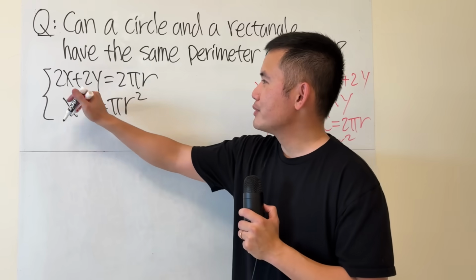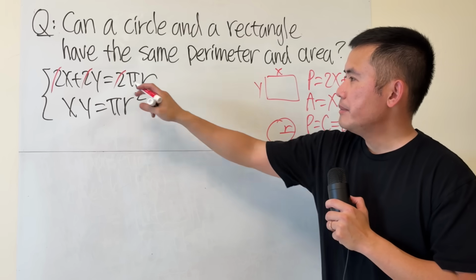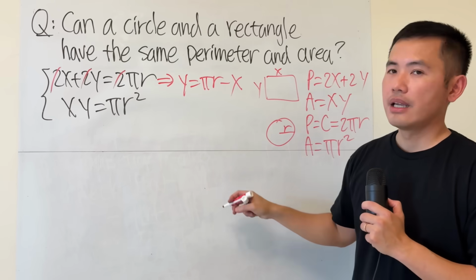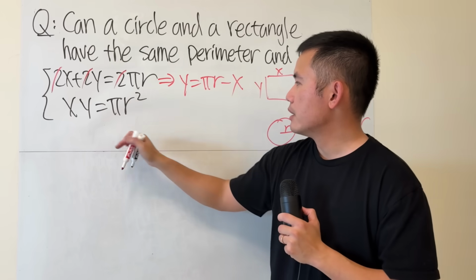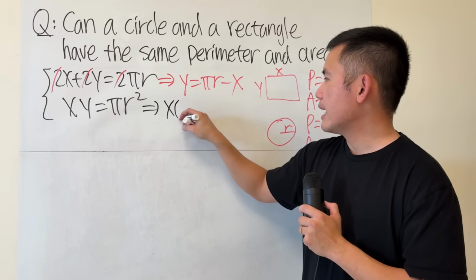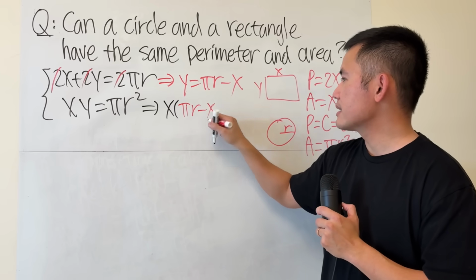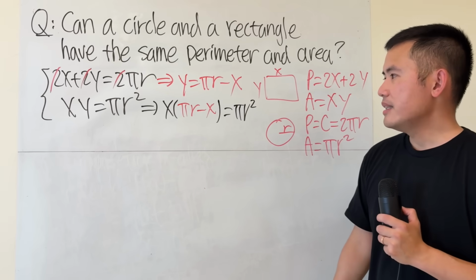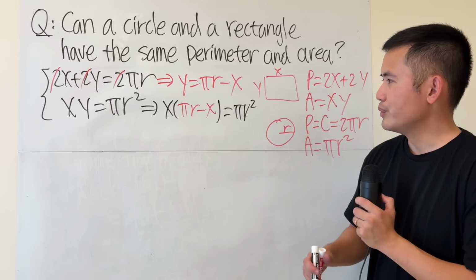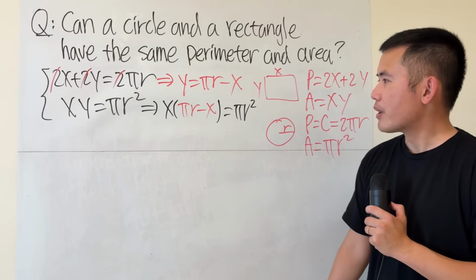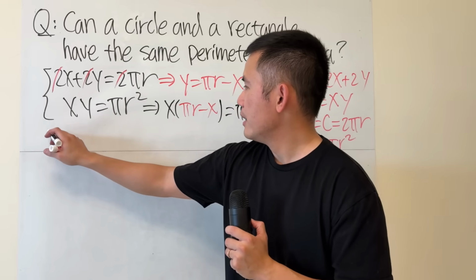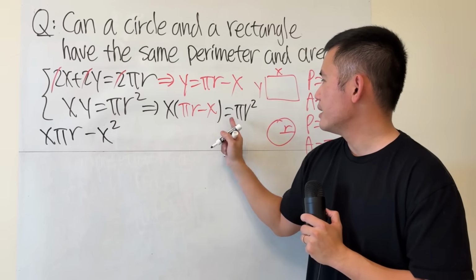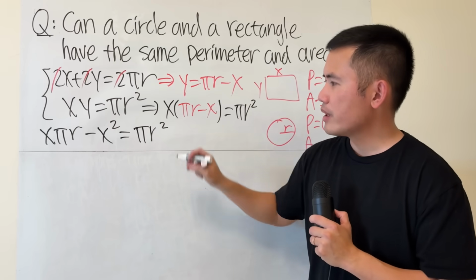Well, first, I'm just going to divide the first equation by 2. And let me subtract x from both sides. So we get y equals pi r minus x. And then put this into here. Then we get x times (pi r minus x), and that's equal to pi r squared. Okay, let's try to see if we can reduce this to something that makes more sense. Perhaps let's just distribute the x. So we have x pi r minus x squared, and this is equal to pi r squared.